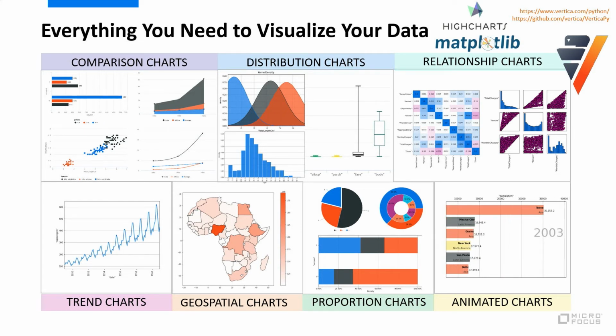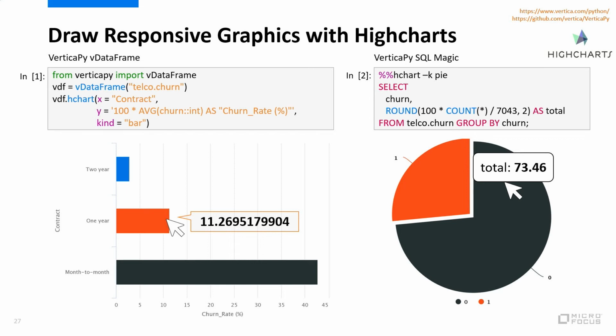VerticaPy will not load the data in memory in order to draw those charts. It will push the aggregation to Vertica. Vertica will compute the result and send it back to the user. For example, a bar chart is just a group by statement. You can do animated charts, proportion charts. You have all kinds of charts available directly in VerticaPy with just one simple line of code.